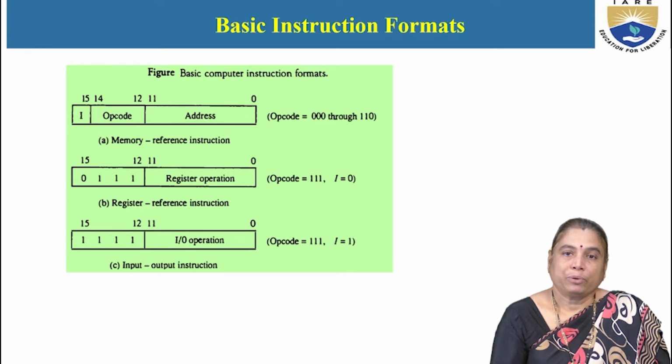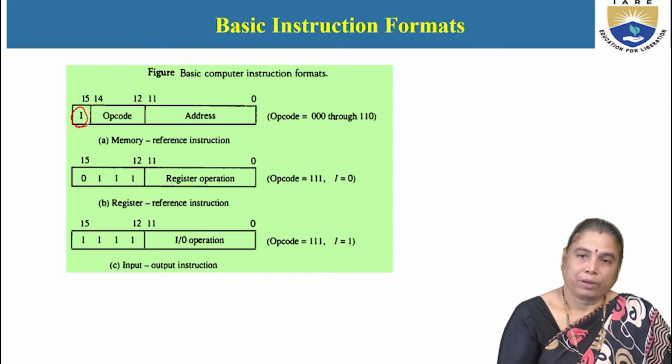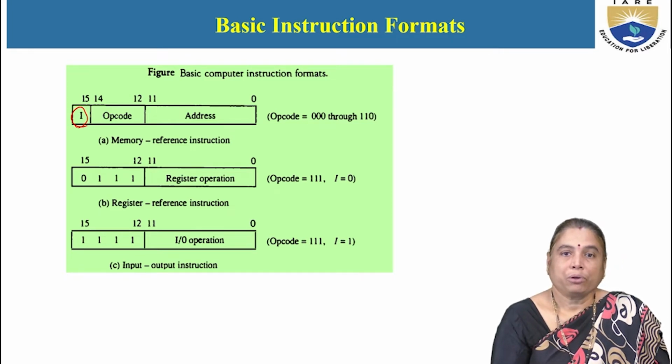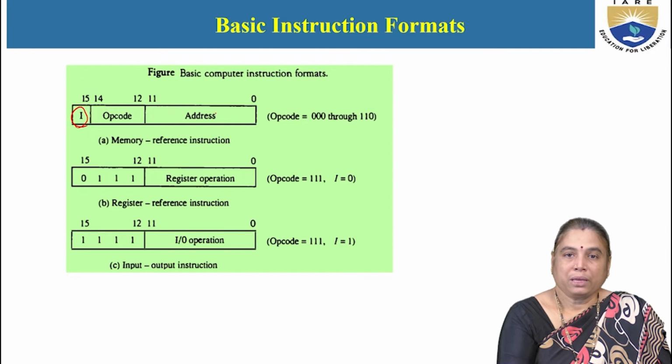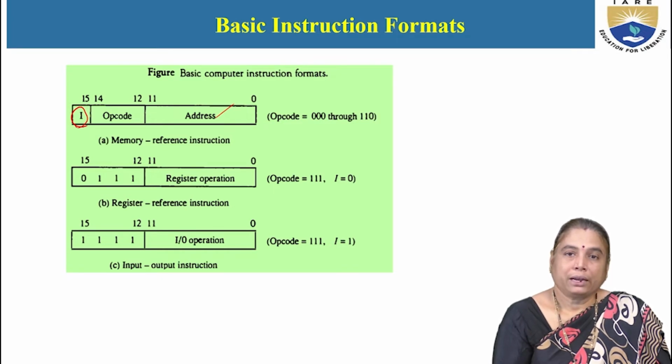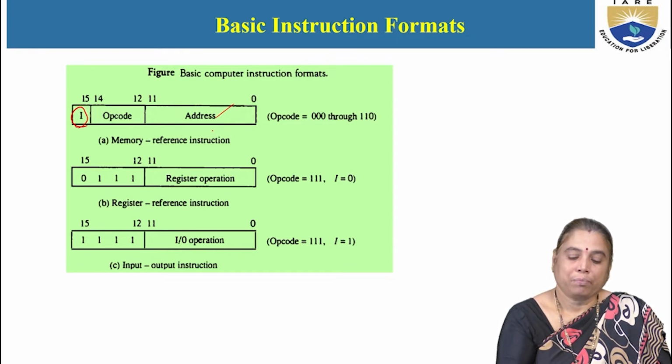There are two possible modes, direct mode and indirect mode. They can be identified with the help of the I value. When the I value is 0, it is considered direct mode. When the I value is equal to 1, it is considered indirect mode. In direct mode, the operand is available at the address specified in the instruction format. In case of indirect mode, the effective address of the operand is available at the address part of the instruction.